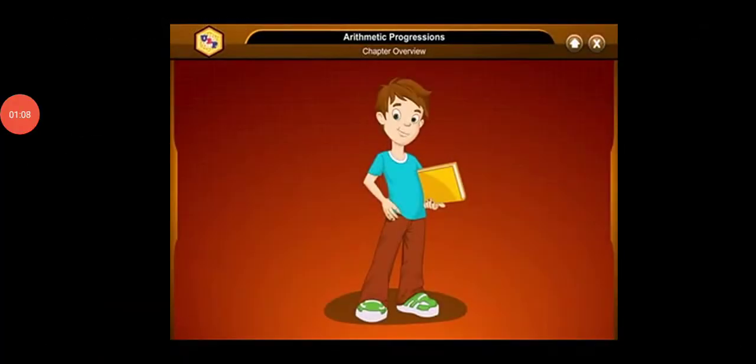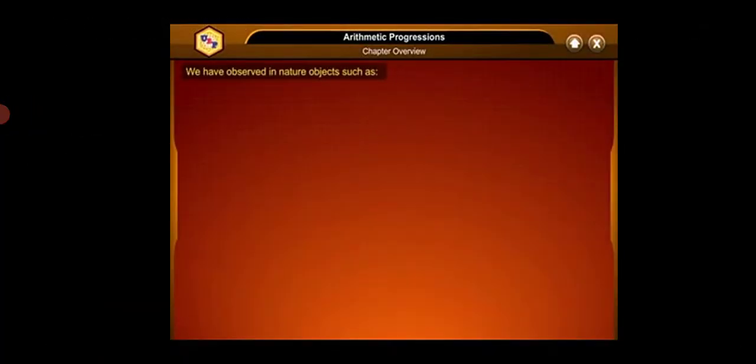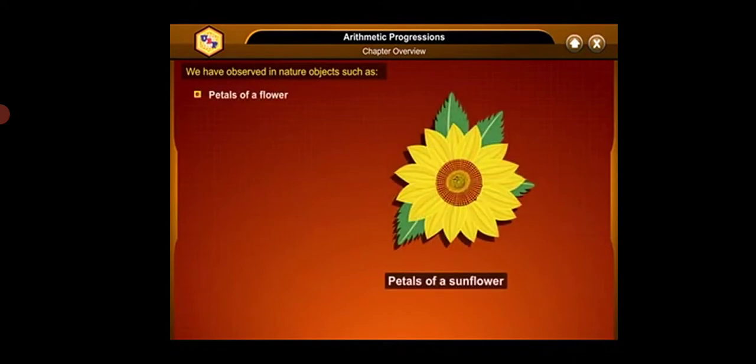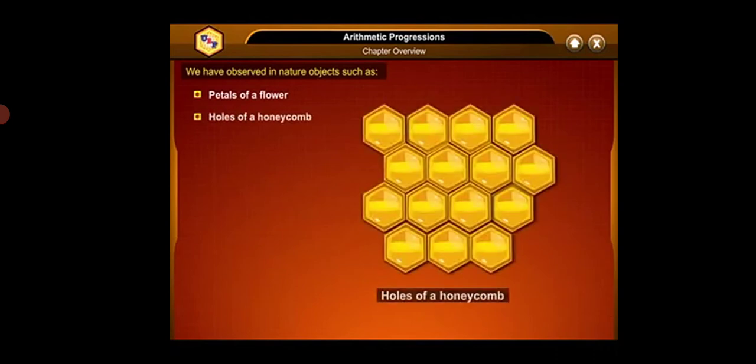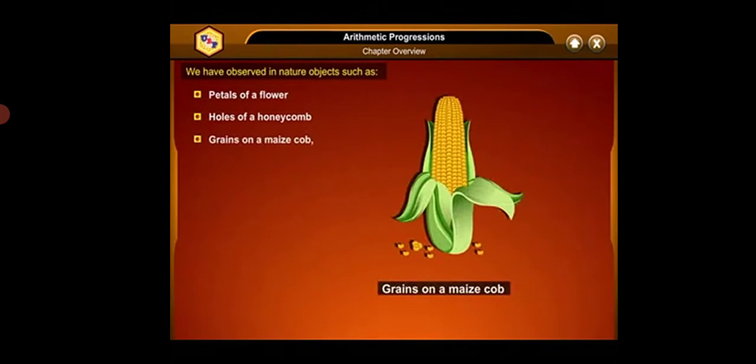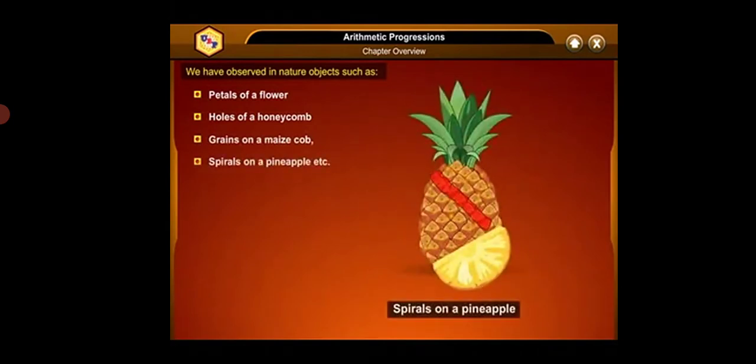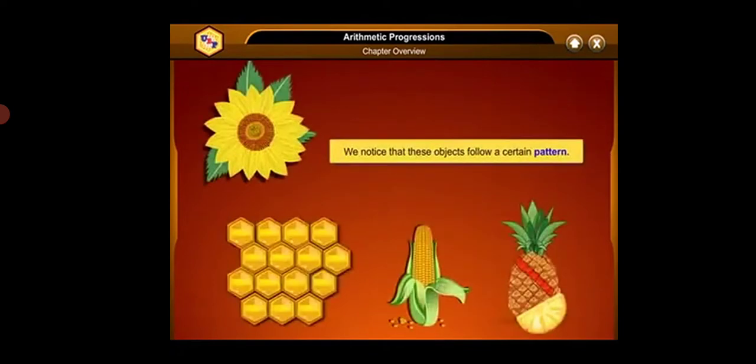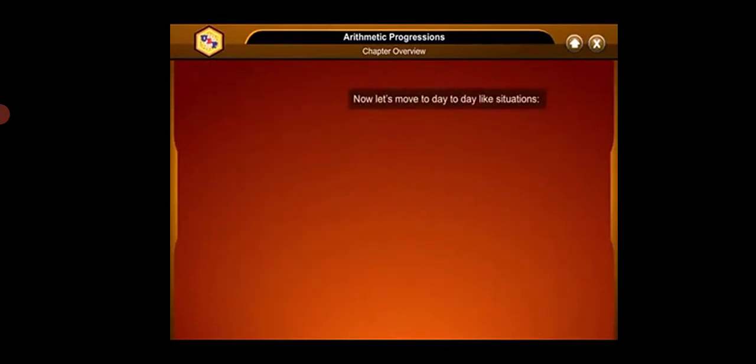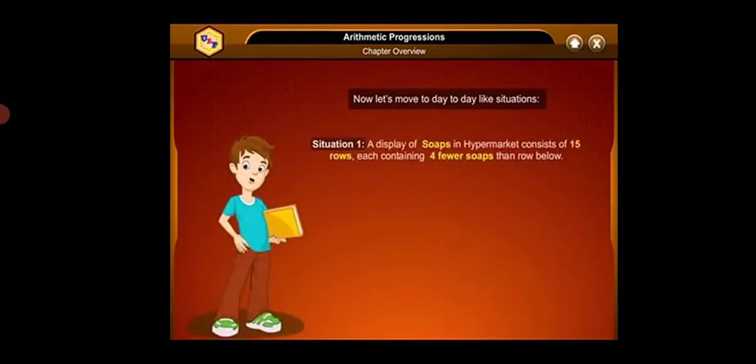Okay students, we have observed in nature objects such as petals of a sunflower, holes of a honeycomb, grains on a maize cob, and spirals on a pineapple, etc. We notice that these objects follow a certain pattern. Now let's move to day-to-day life situations.